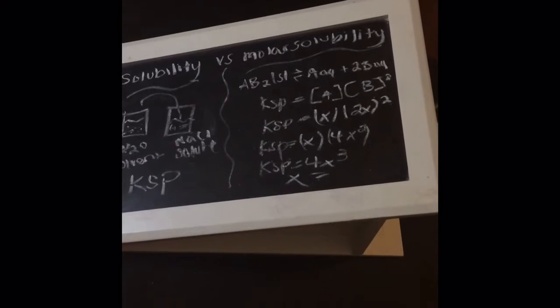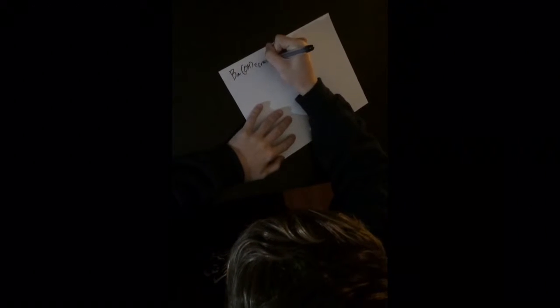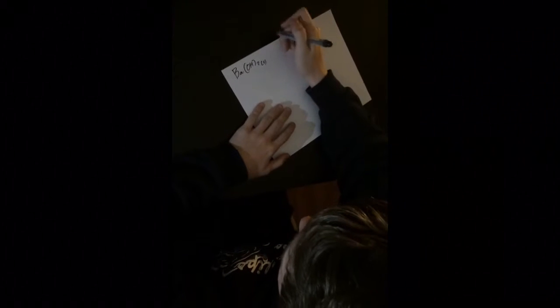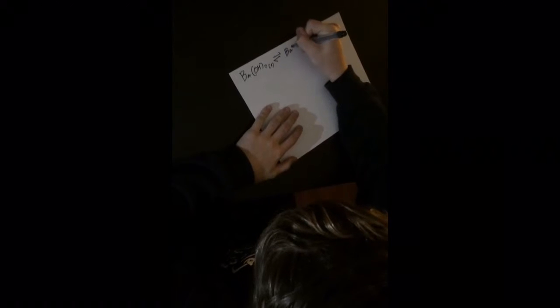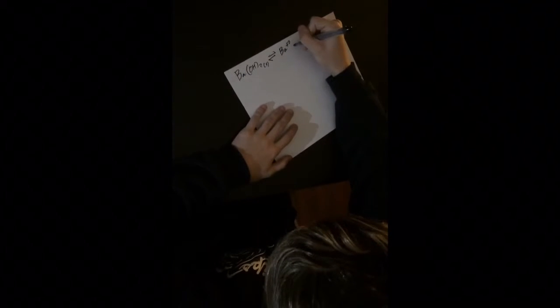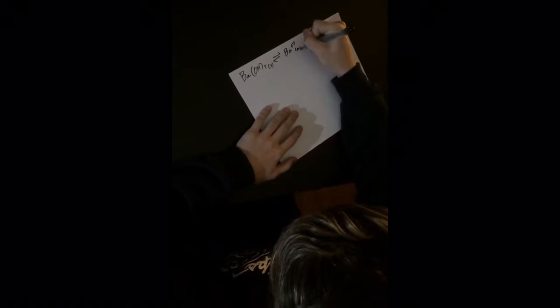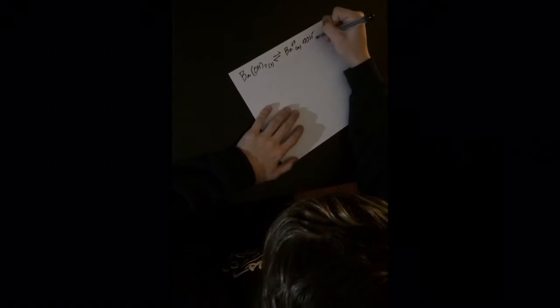So the common ion effect is very important. I'll give you an example before I explain it to you. Say we have BaOH, barium hydroxide, and it is normally insoluble. It has only very little solubility, and it creates barium plus 2, which is aqueous, and 2OH minus, which is also aqueous.